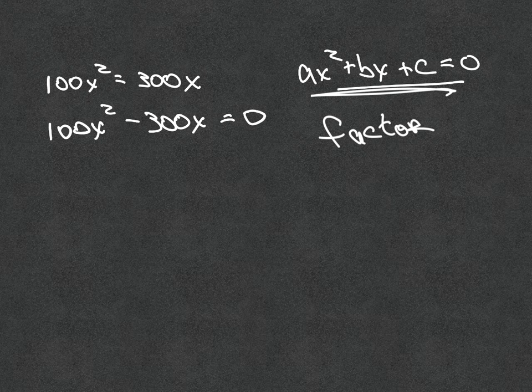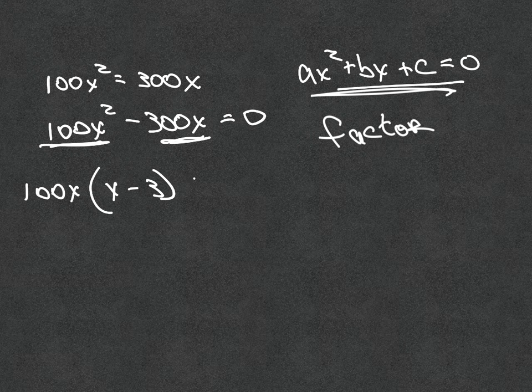In this particular case, it means do we have a term here and a term here that we can factor out of that? Do we have anything that we can factor out of 100x squared? And do we have anything that we can factor out of the 300x? And we do. We have a factor of 100 that we can pull out, and we also have an x that we can pull out, and we're left with an x minus 3.